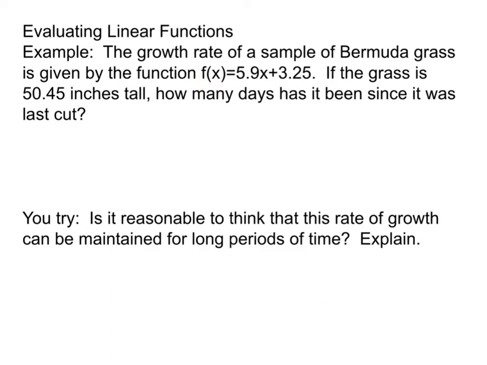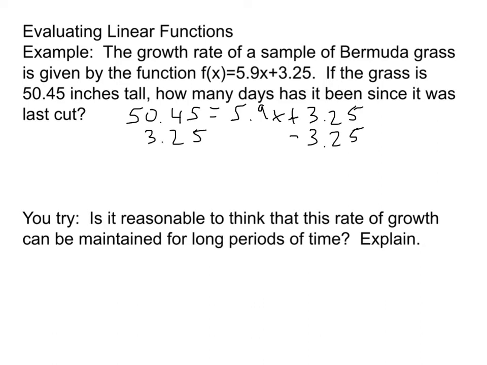So if we write it out, we'll write 50.45 equals 5.9x plus 3.25. Then if you remember, in order for us to get rid of addition, we have to subtract. So we subtract 3.25 from both sides, and we will get 47.2 equals 5.9x. And then the 5.9 is multiplying x, so to get rid of multiplication, we divide by 5.9.